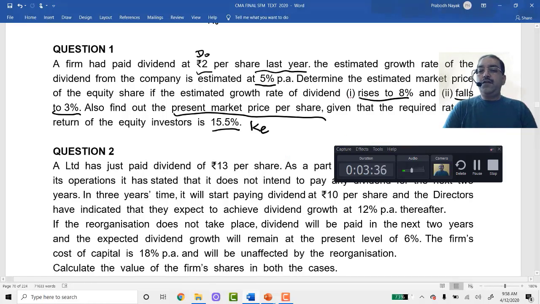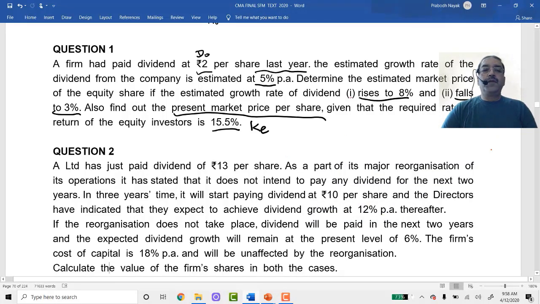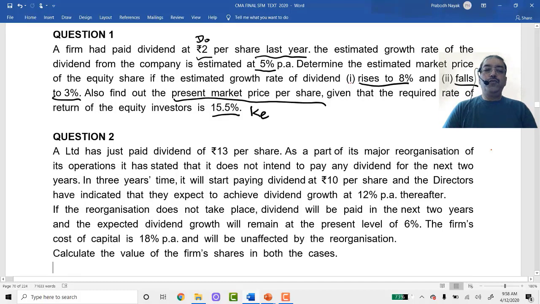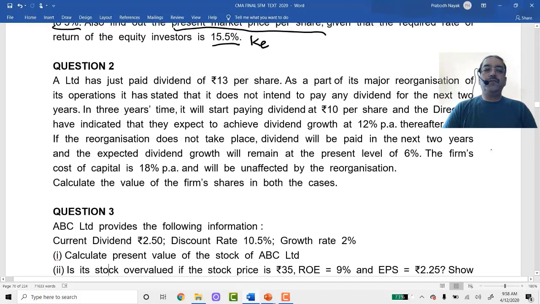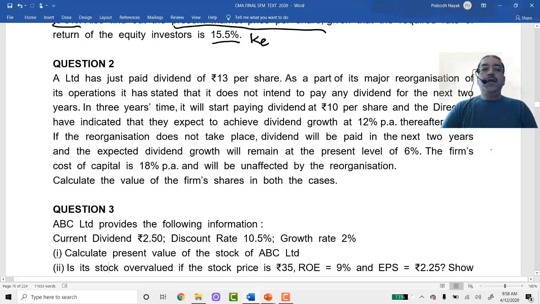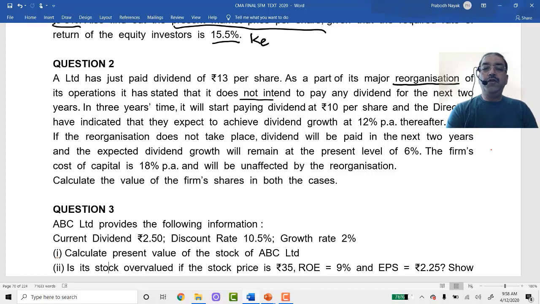Let us see now how to take the second question. Question number 2. A Limited has just paid dividend of rupees 13 per share. As a part of its major reorganization of its operations, it has stated that it does not intend to pay any dividend for the next 2 years. Reorganization, if we are doing, then no dividend to be paid for next 2 years.